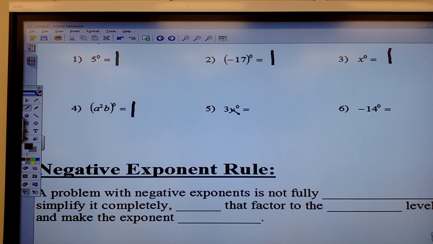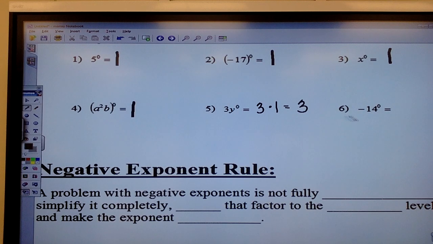Okay? Now be very careful with number 5. 3 is not being raised to a power. So that means that 3 stays 3, and what happens to y to the 0 power? Right, it becomes 1, and 3 times 1 is 3.